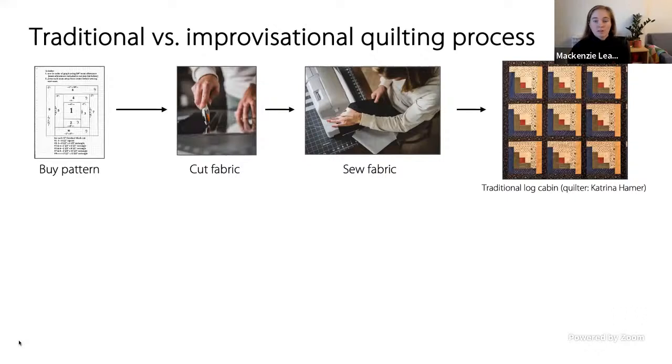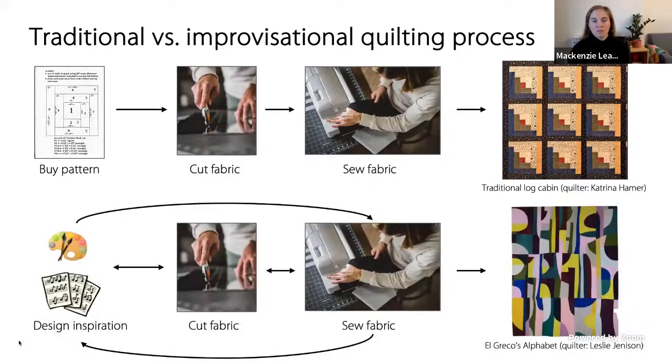Whereas the process of making a traditional quilt involves following a mostly linear process, starting with a pattern and then creating the sewn quilt, improv quilting is more iterative. Quilters start with some design inspiration and some goals, which are often called a design score, and then cycle through design, cutting fabrics, and sewing the final piece. The finished quilt emerges through these cycles of design and execution.